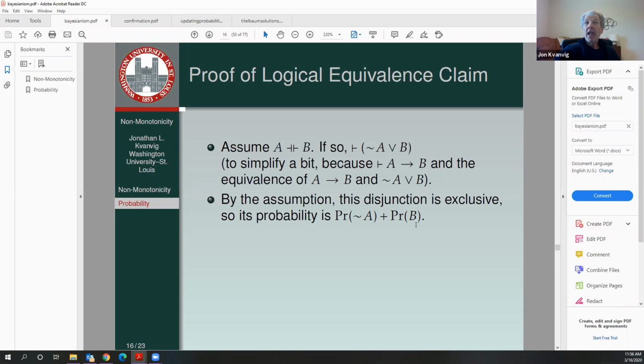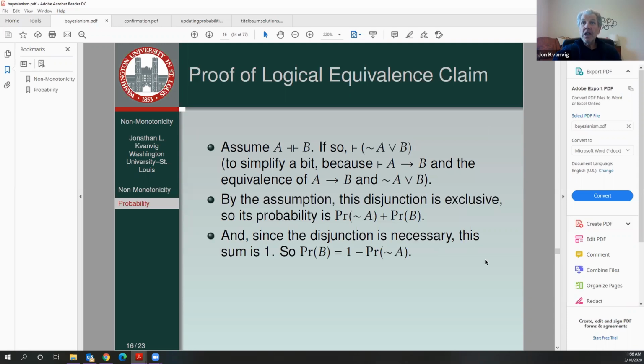By the assumption, this disjunction, not A or B, is exclusive, because it's impossible for A to be false and B be true. So its probability is the probability of not A plus the probability of B. That's the restricted disjunction rule, one of our initial axioms. Now, since the disjunction is necessary, because it's provable from no premises whatsoever, its sum is 1. That was another one of our axioms. So the probability of B is going to be 1 minus the probability of A, by just subtracting the probability of not A from each side.